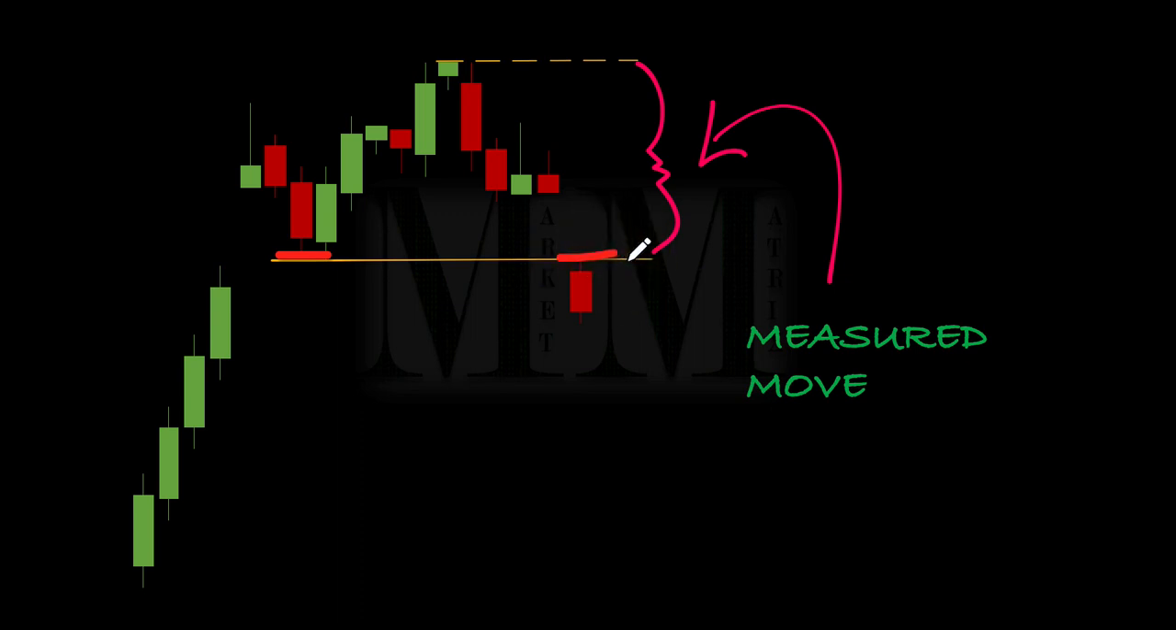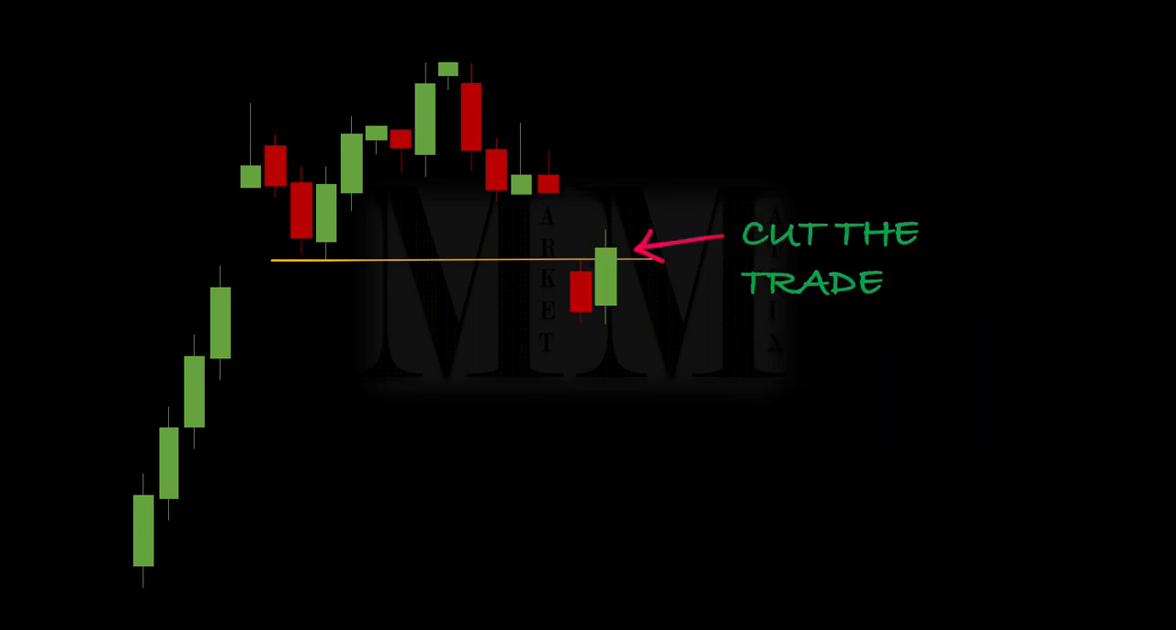So basically, from the gap down area right here, you just add that measured move, and that's where you should expect it to go. Now, if you get the candle to go back into this range of the consolidation, we see this broke back above, we're going to cut the trade, because at this point we're not sure what's going to happen.